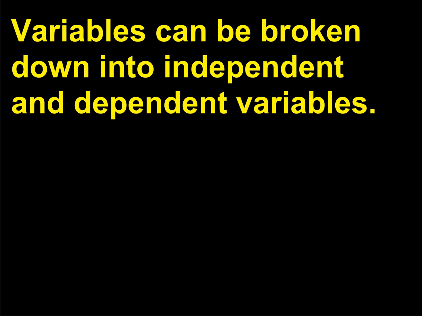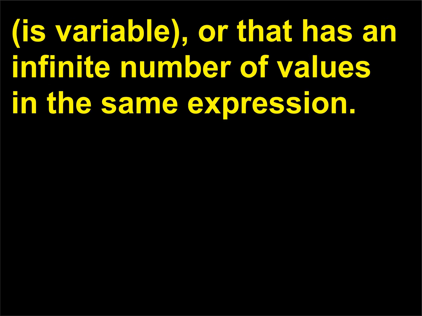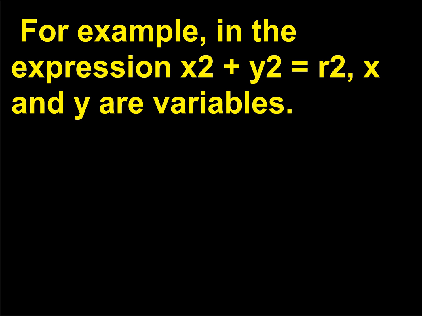Variables can be broken down into independent and dependent variables. An independent variable is a quantity that increases or decreases, is variable, or has an infinite number of values in the same expression. For example, in the expression x² + y² = r², x and y are variables.